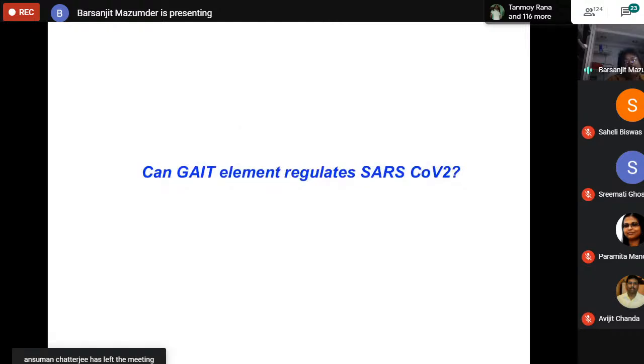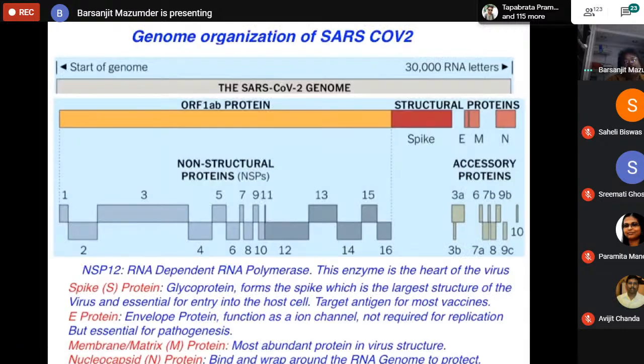So the next question we asked: can a GAIT element regulate SARS-CoV-2? This is the genomic organization of SARS-CoV-2. Many of you might know this by this time, because a lot of people are talking about it. The SARS-CoV-2 genome has about 30,000 nucleotides of RNA as its genomic material.